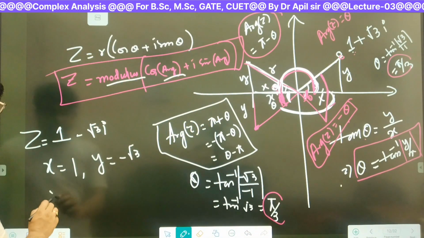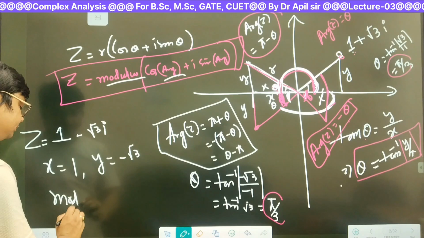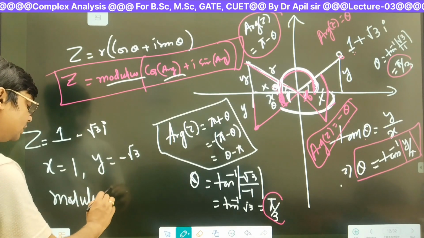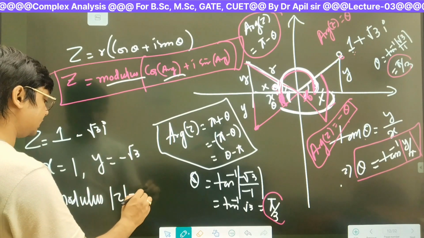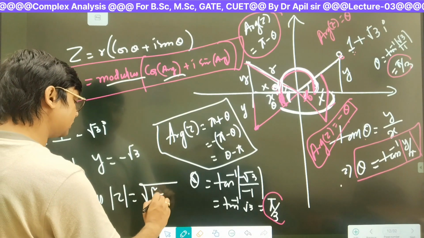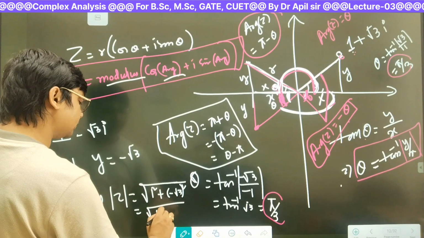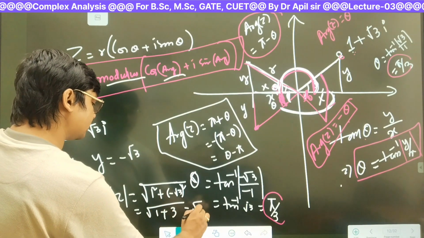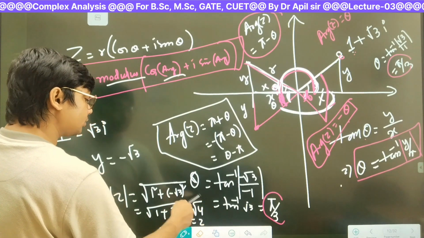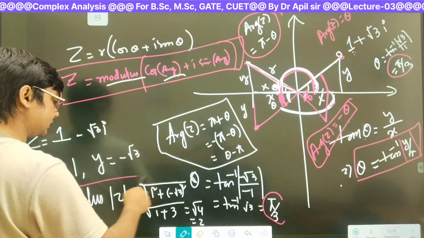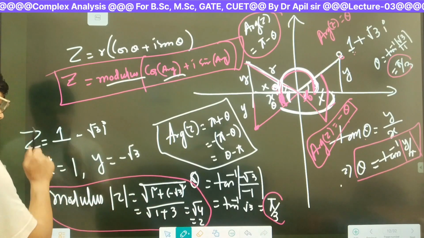So from here, what will be the modulus? Modulus of z will be root over of 1 square plus root over of this one, that means root over of 1 plus 3. So this will be root over of 4, that means 2. So we can easily find the modulus, right? Modulus will be 2 here.